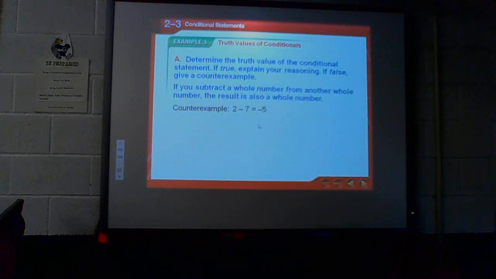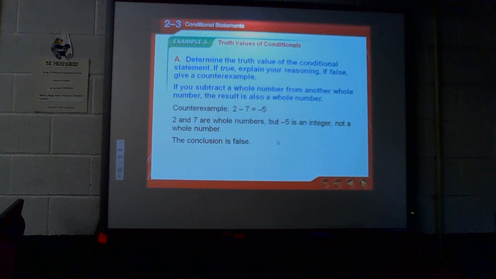And if we go through the process, the conclusion is false, because if you would take a whole number 2 minus a whole number 7, we don't necessarily get a whole number because it's negative. So in this case, we would say this example is false.